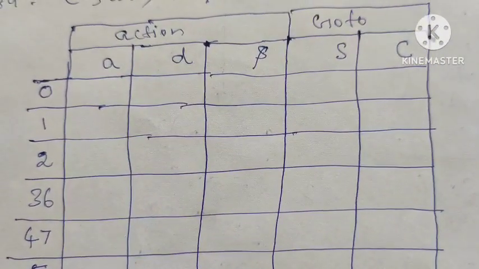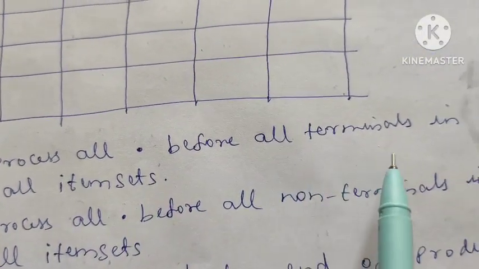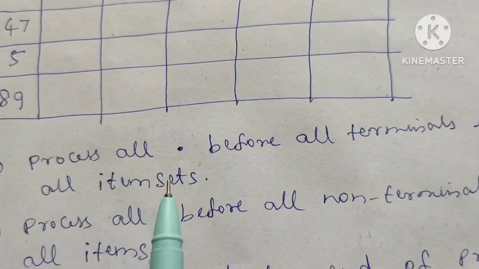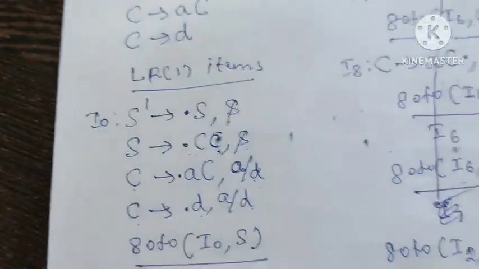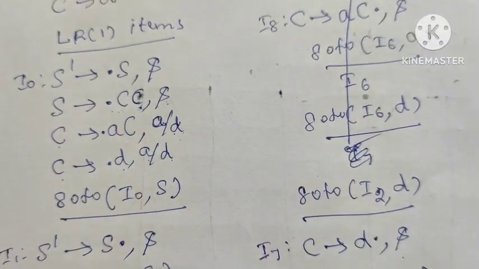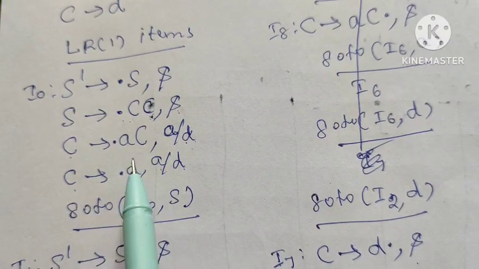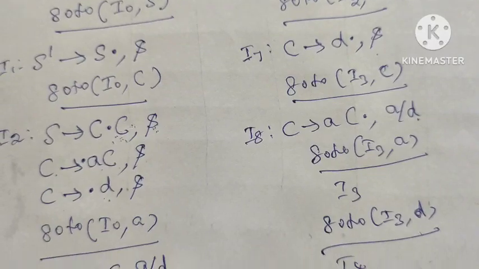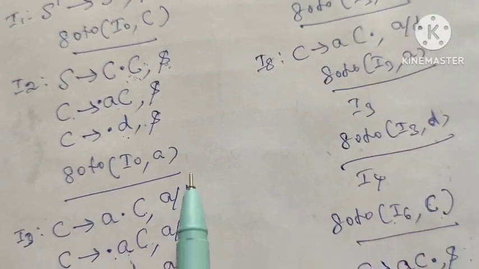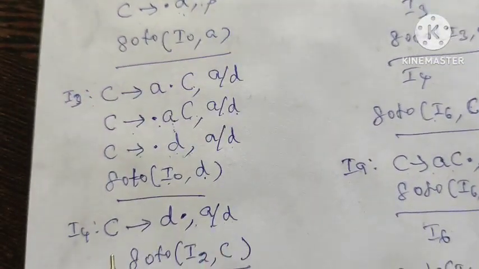Now, how to fill this table? Rule number 1: first process all the dots before terminals in all item sets. When we take I0, we have to see only the dots before terminals. We have A and D in I0, with the dot before terminals A and D. So goto of I0 comma A and I0 comma D. I0 comma A produces I3, and I0 comma D produces I4.